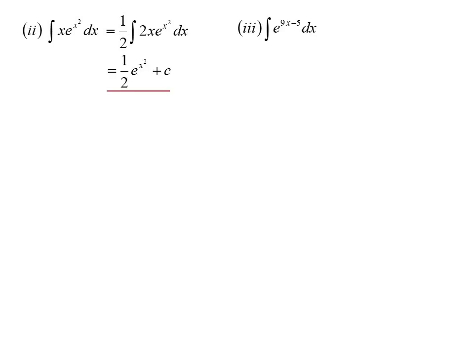Integral of e to the 9x minus 5. If I'm thinking of it as wanting derivative times the function, then I'd say, well, it's 9 e to the 9x minus 5. Multiply it by 1/9. There's my answer.